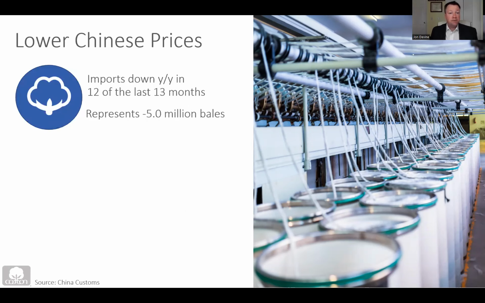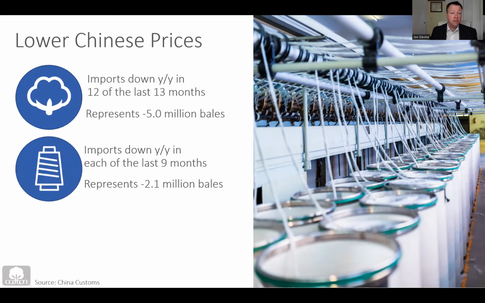We can take a look at some of the effects there in terms of fiber. We've seen imports down year over year for 12 out of the past 13 months in China. This represents a 5 million bale loss in terms of global import demand. And then we take a look at yarn. Imports of Chinese yarn have been down in each of the last 9 months, and this represents a loss of 2 million bales. So these are pretty big numbers, 5 million bales, 2 million bales, that's 7 million bales.